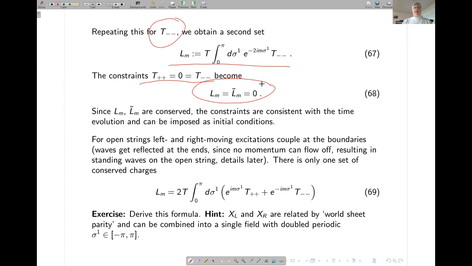And that means if I impose the conditions, equation 68, at one worldsheet time, they will automatically hold for all worldsheet times. That means I can impose the constraints as initial conditions. That really makes our life very easy. It shows that our constraints are what is called first-class constraints, which are consistent with the time evolution of the system. If you don't have this kind of compatibility, if you have second-class constraints, then the theory of constrained systems becomes much more complicated. But lucky us, we don't need to go into this today.